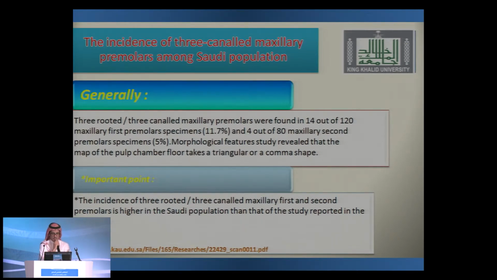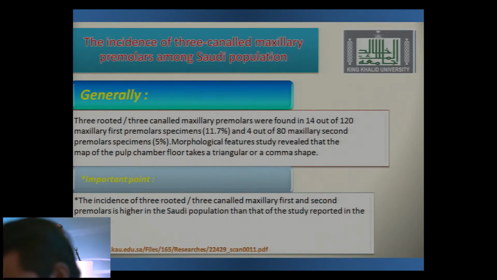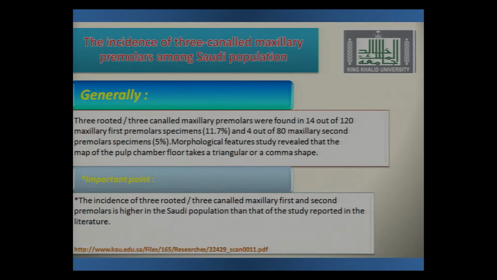The morphological feature study revealed that the map of the pulp chamber floor takes a triangular shape or comma shape. Important point: the incidence of three-rooted and three-canaled maxillary first and second premolars is higher in the Saudi population than that of the studies reported in the literature. Can you see the link? It's a study done at King Abdulaziz University in 2008.